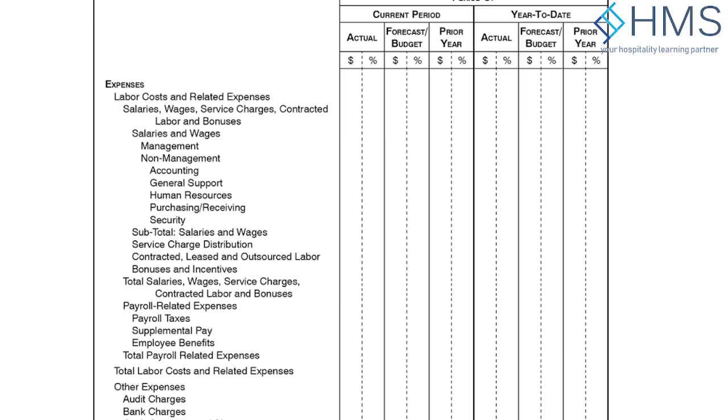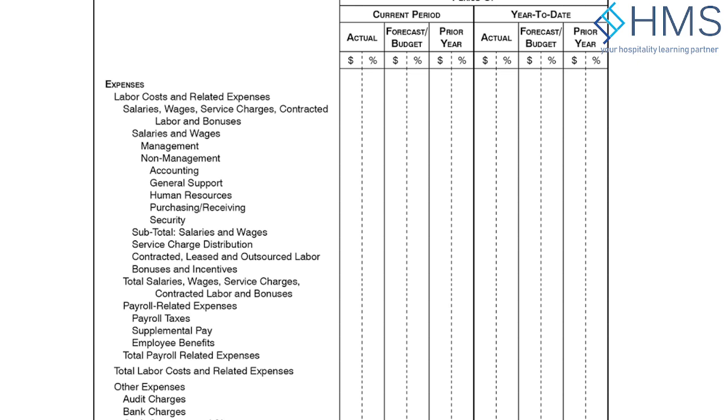In this module, we are going to discuss the undistributed expenses. The undistributed expenses in hospitality come from, say, the administrative department, sales and marketing department, information technology, maintenance, and utilities. First, we are going to discuss the standard P&L for administrative and general in this course.